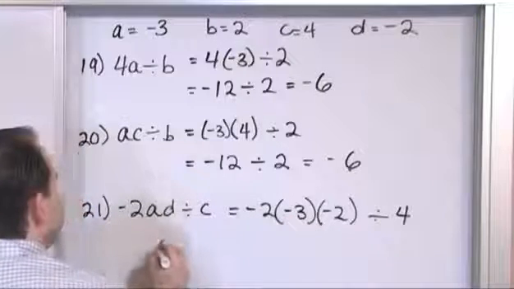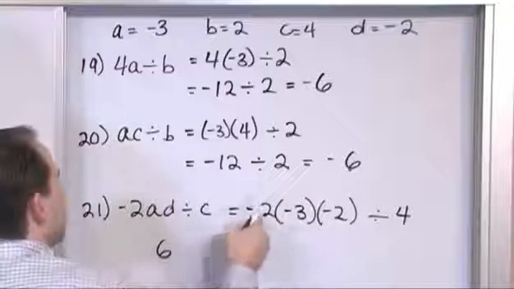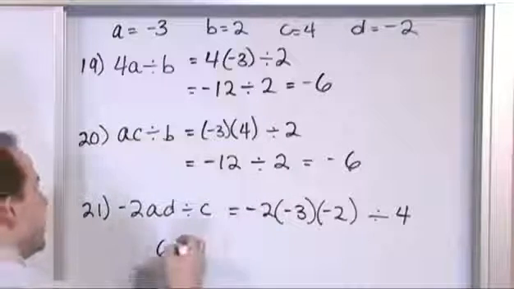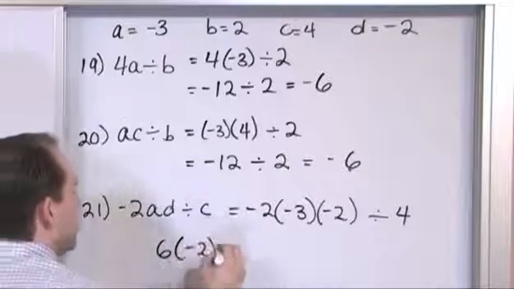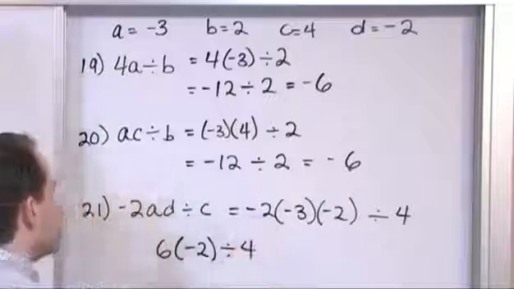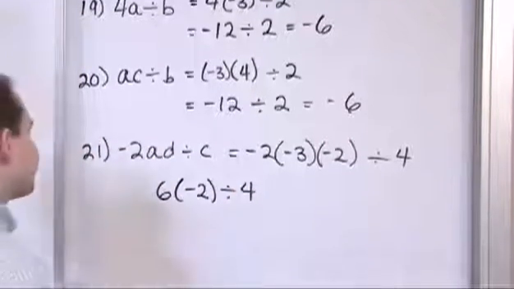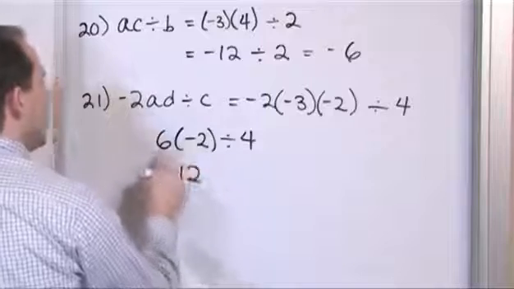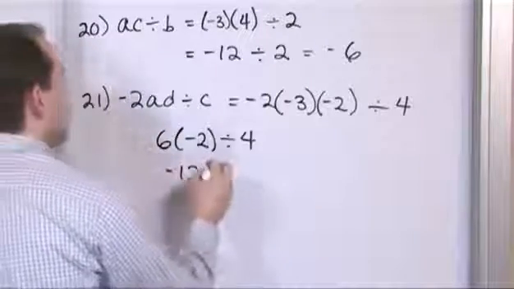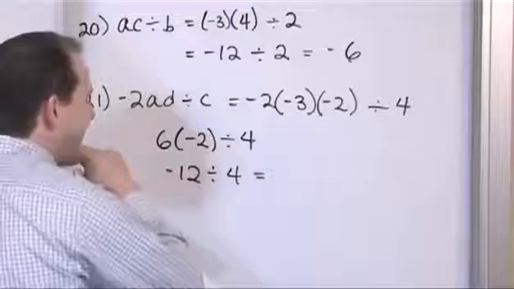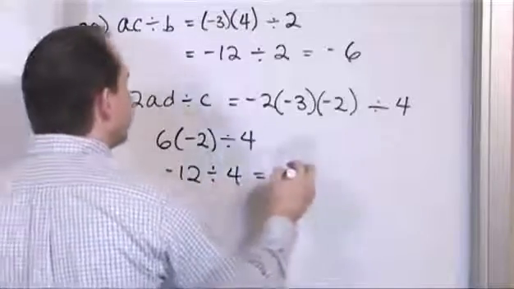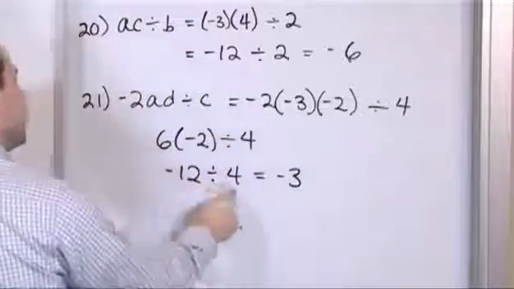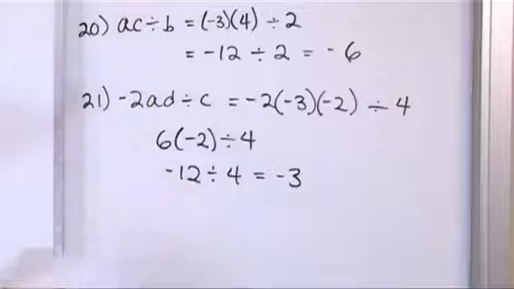2 times 3 gives us 6. Positive 6 because these two signs are the same. We still have to multiply by the negative 2. We still have to divide by 4. So let's leave that like that. 6 times 2 gives us 12, but it's going to be a negative 12 because these two signs are different. We still have to divide by the 4. 12 divided by 4 gives us 3, but it's going to be a negative 3 because these signs are different. So you'll get, at the end of the day, a negative 3 for the answer.